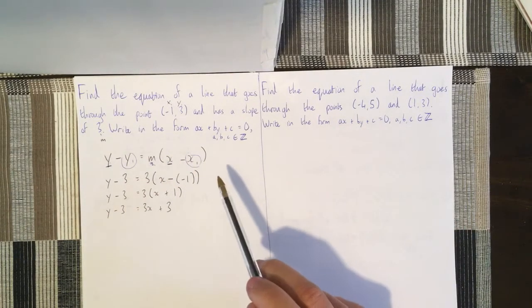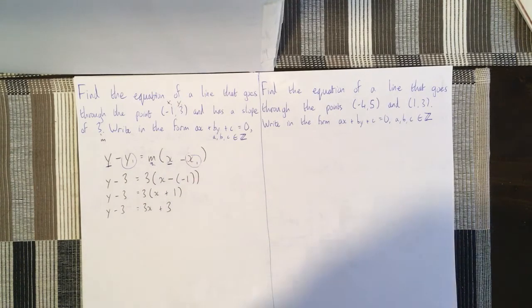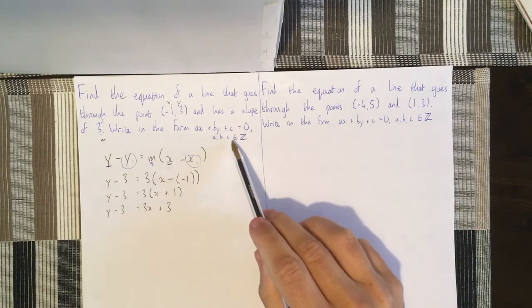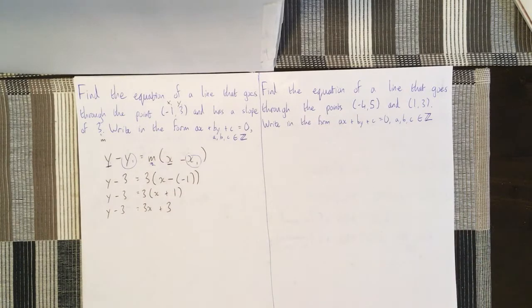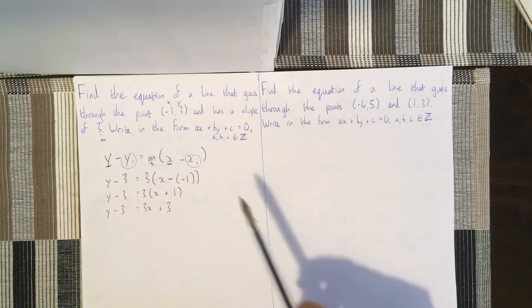So write in the form ax plus by plus c equals 0. A, B, and C are all integers. So that's Z with a double line on the diagonal, which means integers. So integers, positive and negative whole numbers. So it's telling you it doesn't want any fractions in the answer. It doesn't matter here because I haven't got any fractions in my answer.